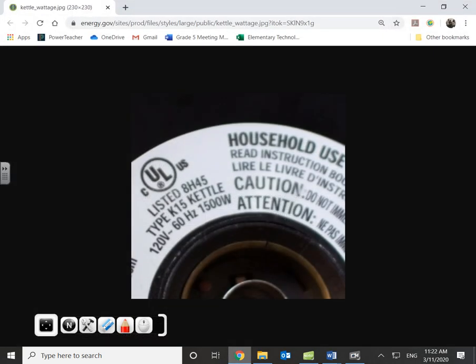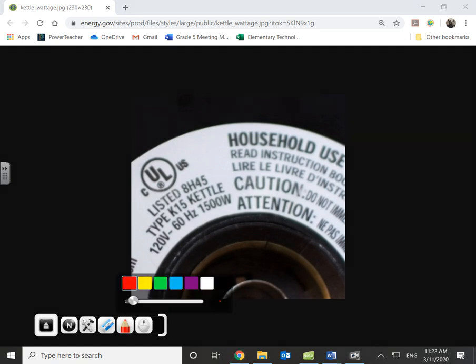Here we go. So it's kind of a blurry picture, but if I can just write on it here, I can show you. So it's got all this information, where it was made, what type it is, the voltage, the hertz, and here we've got the watts. So this is actually the bottom of the kettle that I've pulled up on Google, and it will say 1500 watts. So really, you can find this on any electrical device that you have at your house, okay?